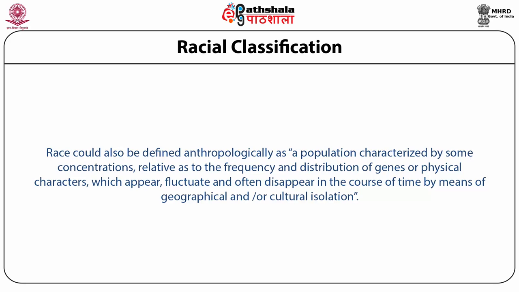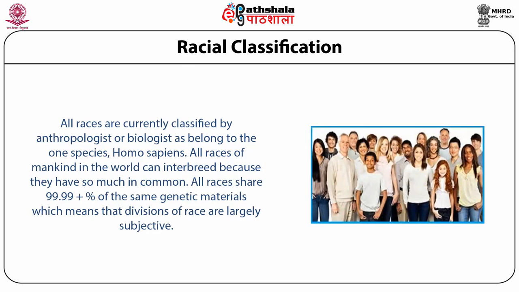Scholars have assumed that biological race could be clearly demarcated and that racial groups would vary not only in skin color, skull shape and so on, but also in intelligence and even in personality. Despite many attempts to establish such correlation, there seems to be no evidence that biological differences between populations have any relationship to variation in ability or character, or with any cultural institutions. All races are currently classified by anthropologists and biologists as belonging to one species, that is Homo sapiens. All races of mankind can interbreed because they have so much in common. All races share 99.99 percent plus of the same genetic material, which means that divisions of race are largely subjective.